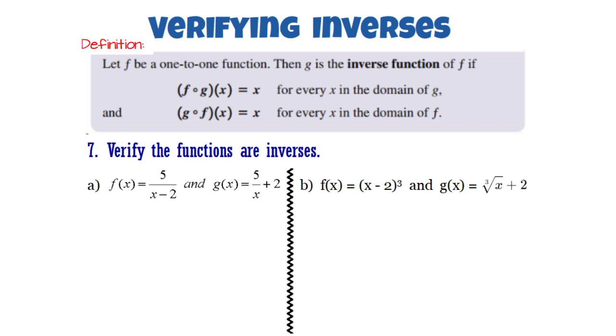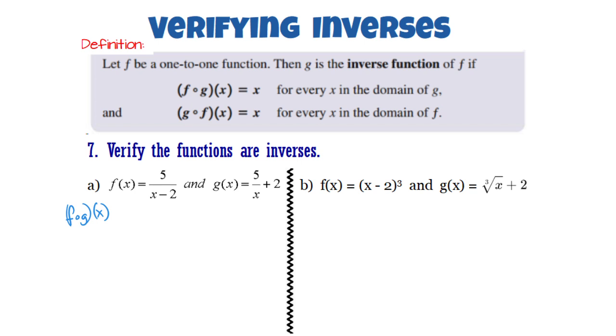To verify the functions are inverses. So they're already telling you these are going to be inverses. To verify it would mean to prove it to me, showing me that F of G of X and G of F of X both equal X. Now, I did not give us very much room here, so I apologize. We have to write little on this. So the first thing I'm going to do is F of G of X. So it looks like this, F of G of X. That means take G, plug it into the F function.